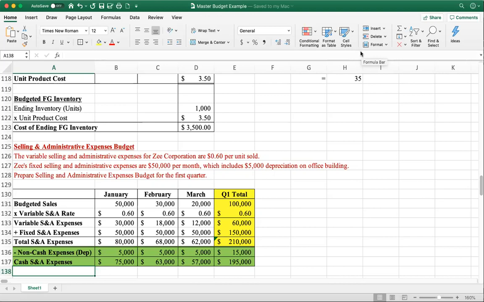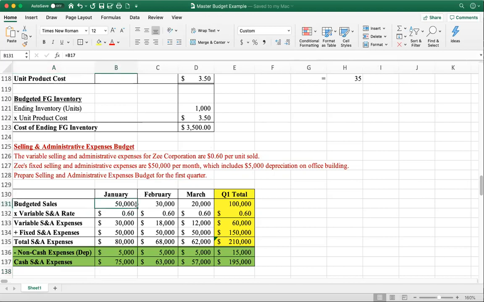Prepare selling and admin expense budget for the first quarter. So we divided here your selling and admin into two parts. First is the variable, the second is the fixed cost. Now the variable expenses are driven by your quantity sold. So quantity sold can be found in your sales budget.